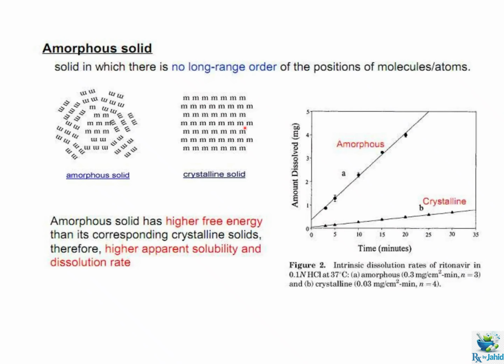We can see here the crystalline solid. This is the amorphous solid. The crystalline is stable, there is less internal energy. But in case of amorphous solid, the particular arrangement is not uniform. That's why these have a more dynamic condition within the structure. Dissolution is a dynamic condition, so these will ultimately go to dissolution in a better way. So amorphous solid has higher energy than its corresponding crystalline solid, therefore higher apparent solubility and dissolution rate. You can see here the amorphous has higher solubility and the crystalline has lower solubility.